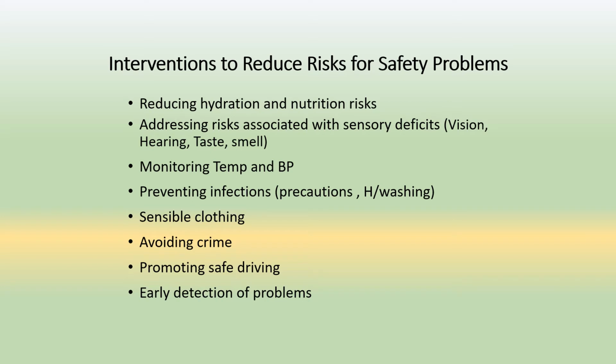And also addressing the risks associated with sensory deficits: vision, hearing, and taste and smell. If the older adult is having a problem with vision, for example, we need to fix the vision problem so that they can see and it can prevent them from falling. Also, we need to keep monitoring temperature and blood pressure, because whenever these are high, they can affect the cognitive function of an older adult.